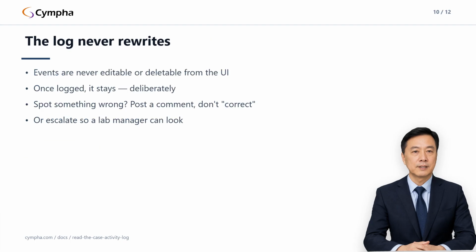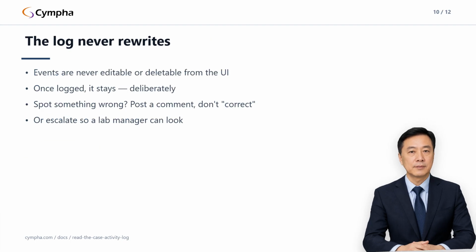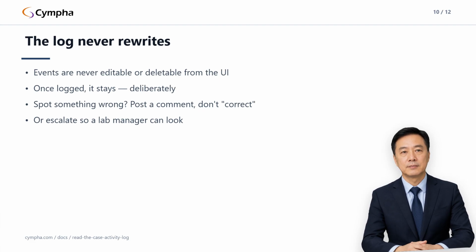So if you spot something that looks wrong, a file uploaded by the wrong person, a status change that shouldn't have happened, don't try to correct the log because you can't and you shouldn't. Instead, post a comment explaining what actually happened, so the record carries the correction alongside the event. Or escalate the case so a lab manager can look.